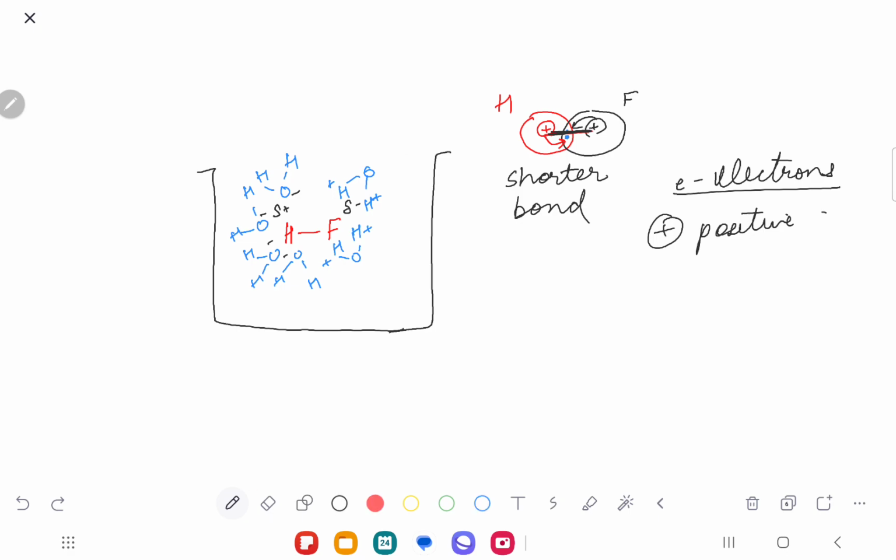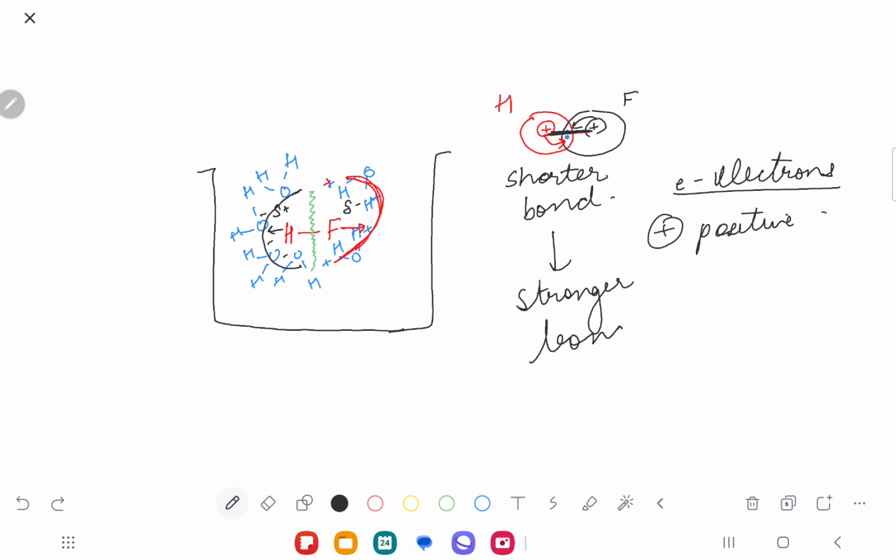What do you think I'm trying to say? That when H plus of water pulls F here, and O negative of water will pull H here, don't you think this bond is going to break? But HF is a strong bond. It's a shorter bond, isn't it? If HF is a shorter bond, what do you think would happen? You tell me. It is a stronger bond.